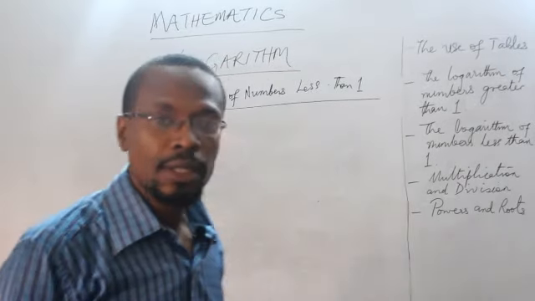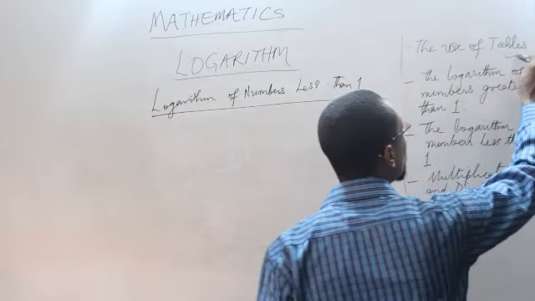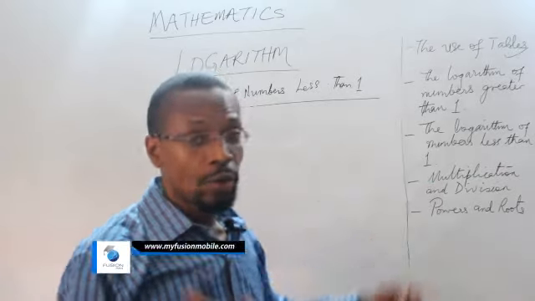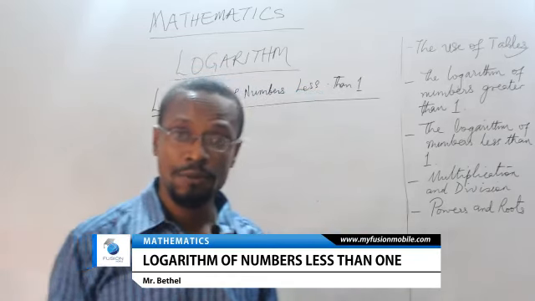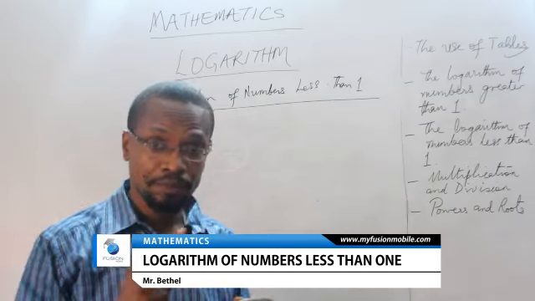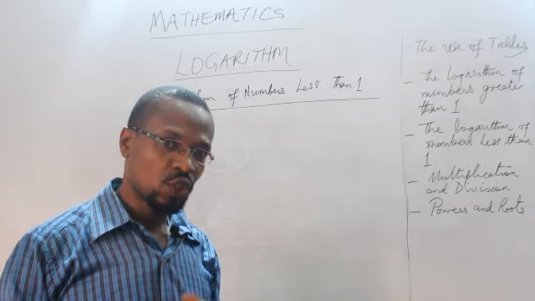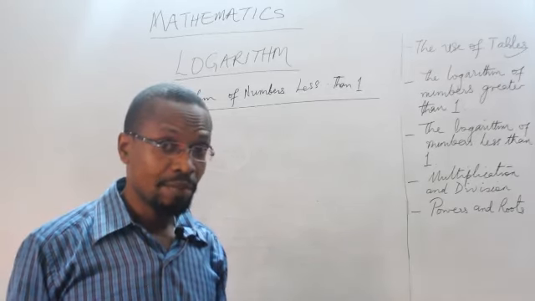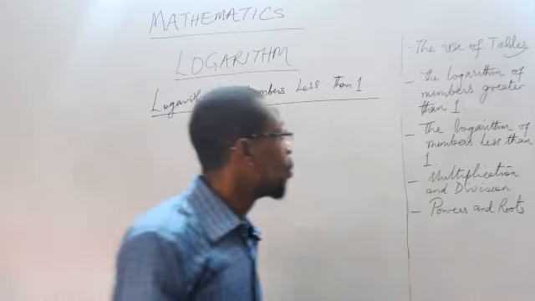All right, good students. So far we have looked at the use of tables, okay? Along with the use of tables, we have looked at resolving logarithms of numbers greater than 1, okay? We looked at the number 2468, and then we looked at 24.68. Now, those are two examples, and they are clearly numbers greater than 1, right? Fine.